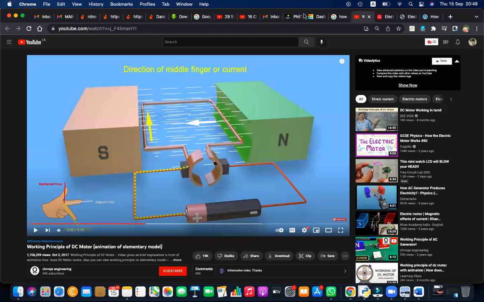Magnetic field. North to south. The magnetic field will be here to here, right? Okay, this is the magnetic field. Then can you tell me the magnetic force? South north. Force. Up. Upward. Magnetic force. Magnetic force again. This motor will start rotating clockwise or anti-clockwise?